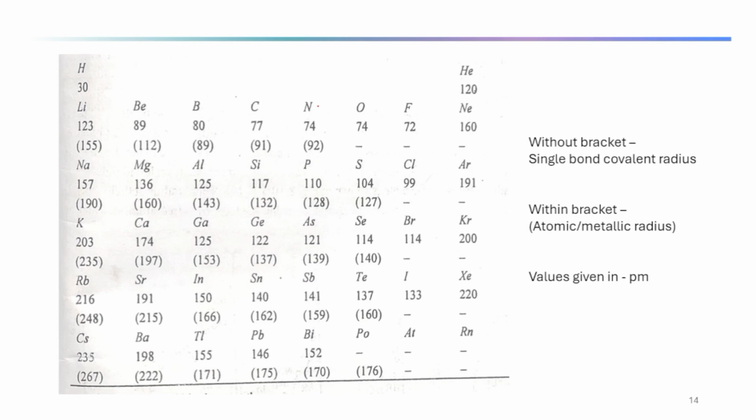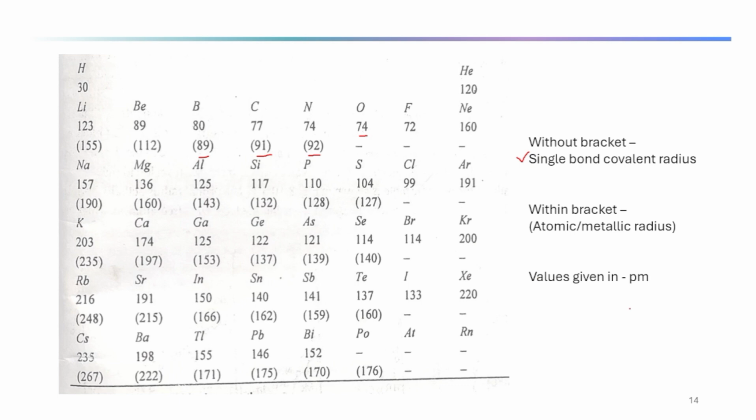So these are the atomic radius values that I have found. If you need, you can take a note of this. Now the values which are given without brackets give the single bond covalent radius. And the values which are inside the brackets give the atomic or metallic radius, in the atomic state. And yes, these values are given in picometers.